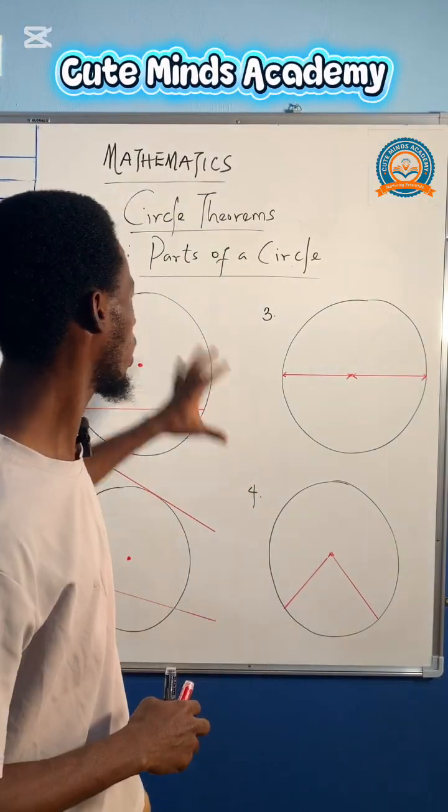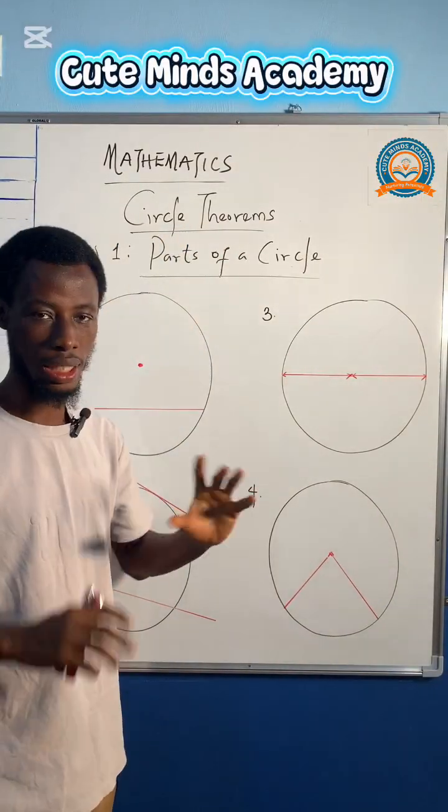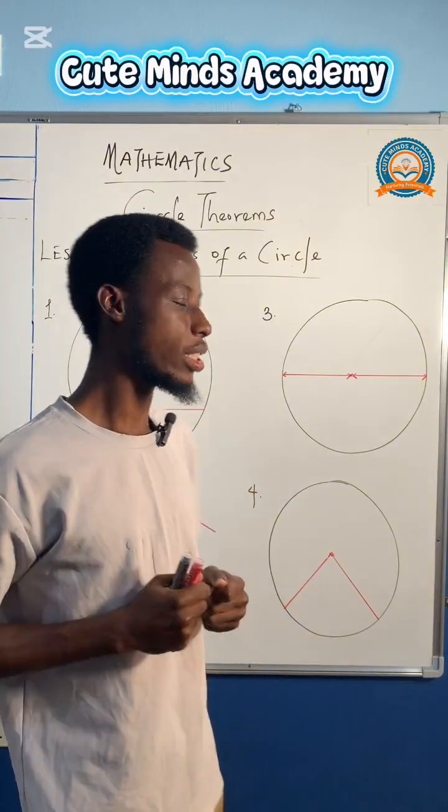In this series we'll be looking at circle theorem, and our first lesson here is to understand the parts of a circle. Let's get to it.